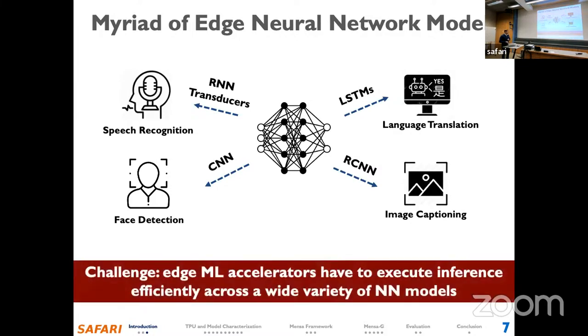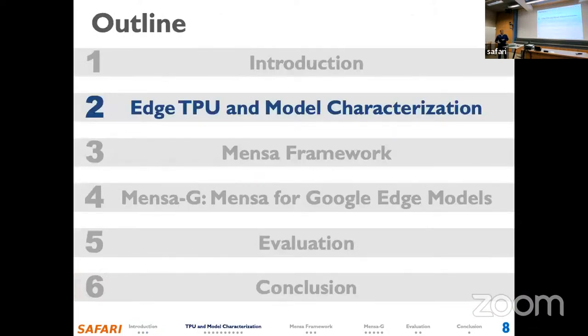However, now we have a challenge, because we have a single accelerator design in your phone or your tablet that needs to accelerate this variety of neural network models, which, as I'm going to show next, have different properties. And the design of the accelerator is not always going to benefit all of those models equally. So with this premise, we started analyzing what challenges arise when you try to accelerate various neural network models on a single accelerator.